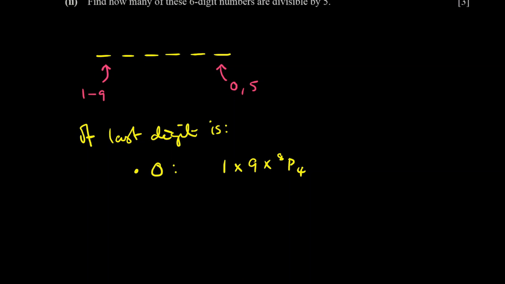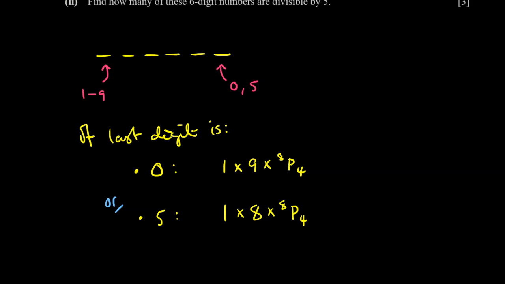However, we've got another case to consider, right? The alternative is that the last digit is 5. If the last digit is 5, how many ways could I choose the last digit? There's one way. Now, how many ways could I choose the first digit? Well, I can have the digits 1 to 9 apart from the digit 5, because I've already used that. So this time I've got 8 choices for the first digit. For the middle, I had 10 digits, I've used 2, so I've got 8 remaining, and I'm choosing 4. Order matters, so that's 8P4.